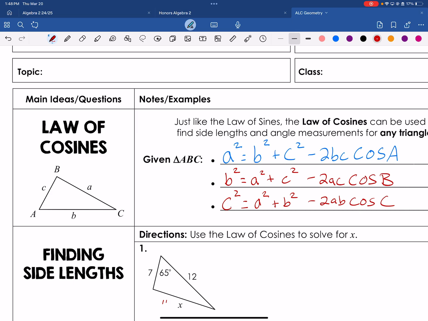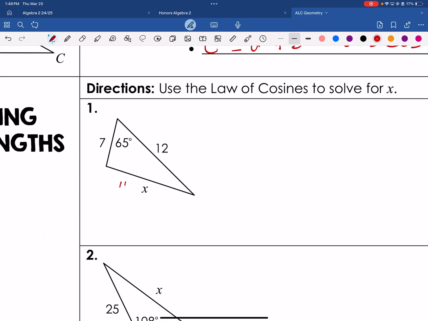Moral of the story: what's going to go on the left-hand side is the side that you're trying to find. What's going to go on the right-hand side is all the stuff that's going to be given to you today. So let's look at the first example. Let's look at this one.